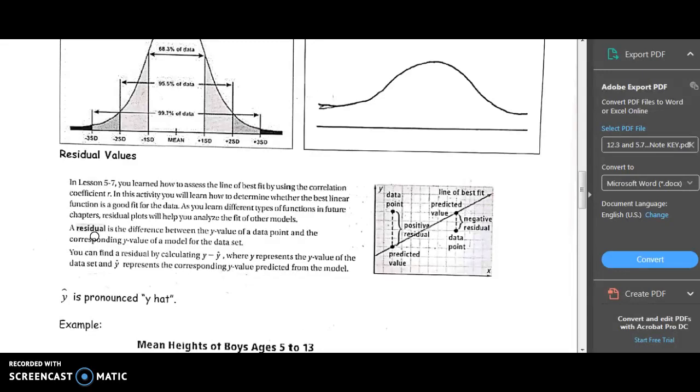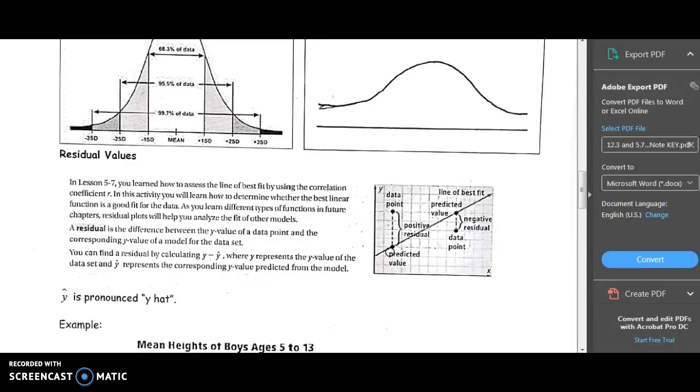What we mean by residual, because we have residual values and we're going to be using residual plots, is the difference between the y value of a data point, so what we actually see in our set, and the corresponding y value of our model for the data set. So basically it's measuring how close our actual value is. In this example, our actual data point on our scatter plot would be up here. How close is that to what we would predict on that trend line?